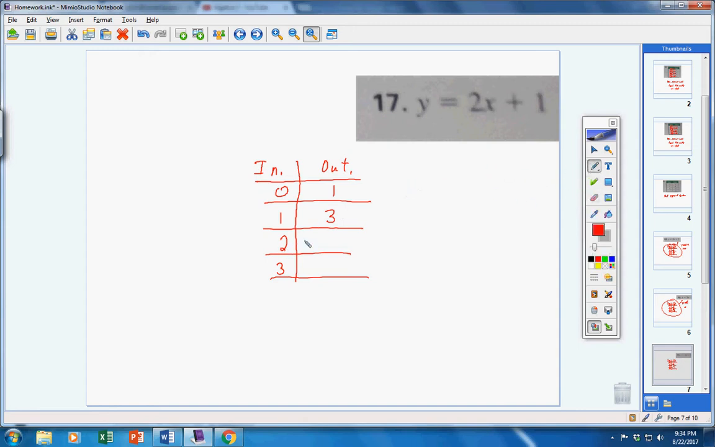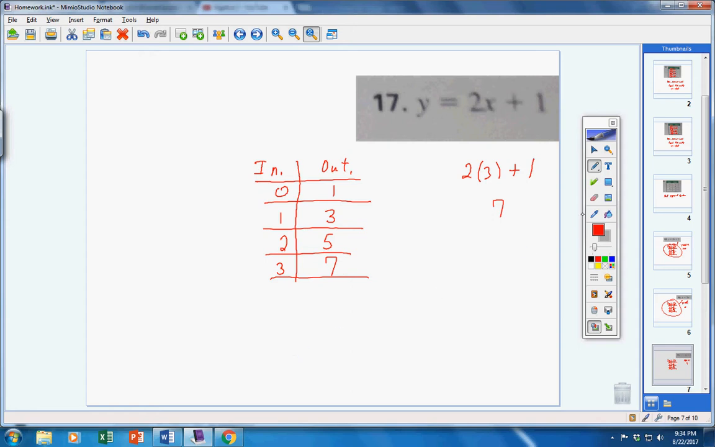Next, I'm going to substitute 2 in for x. That's my input. 2 times 2 is 4 plus 1 is 5. So when my input is 2, my output is 5. Now I'm going to substitute 3 in for x. So 2 times 3 plus 1. 2 times 3 is 6 plus 1 is 7. So when my input is 3, my output is 7.